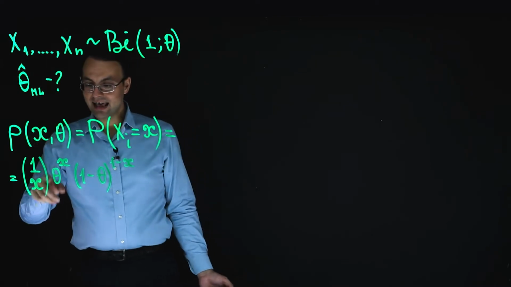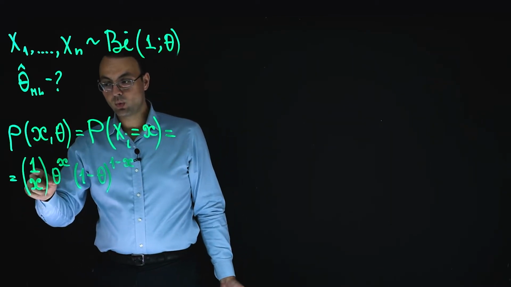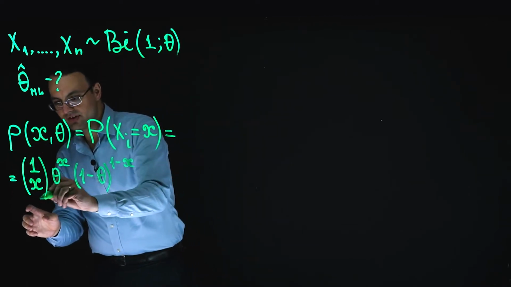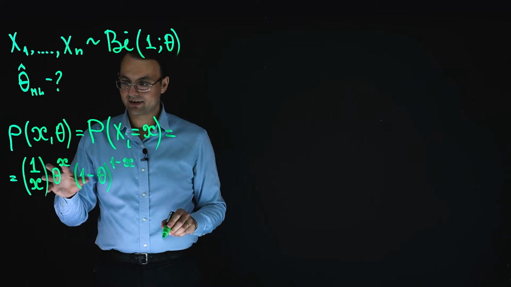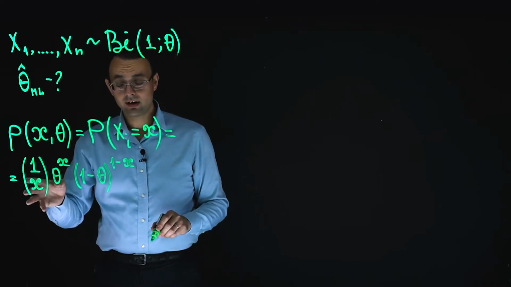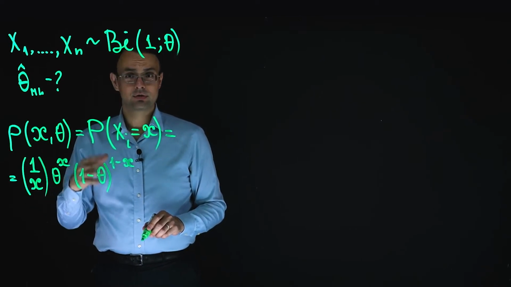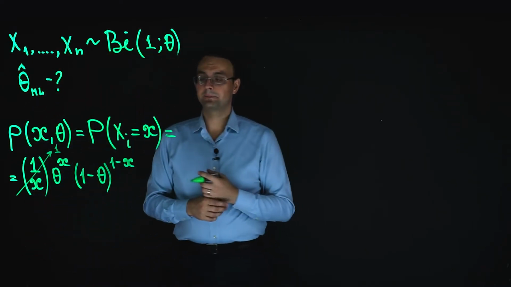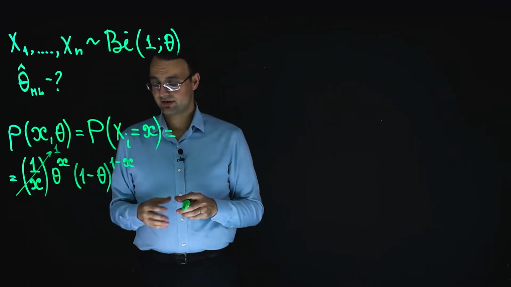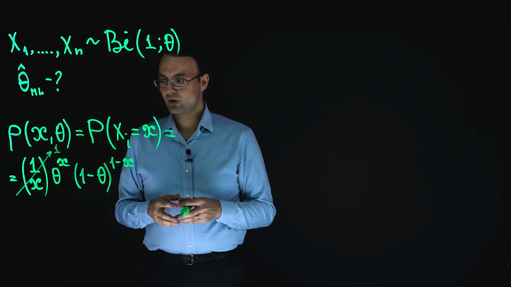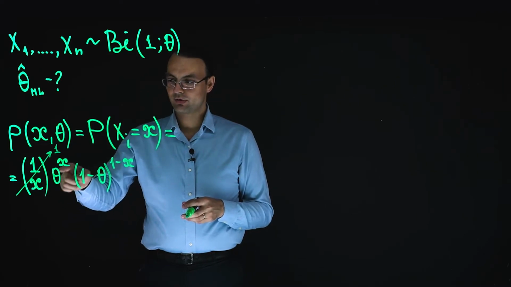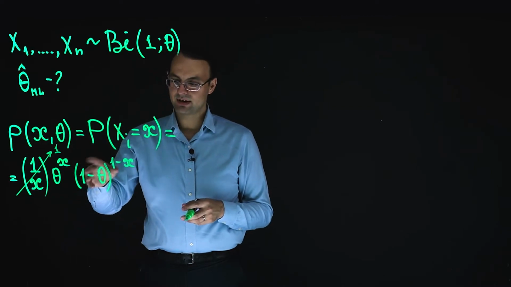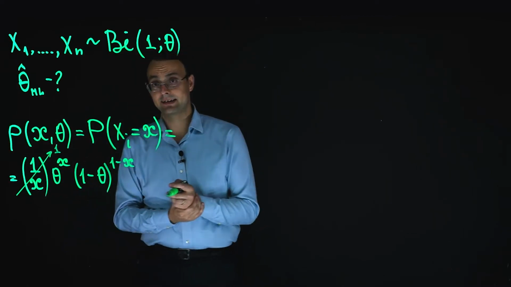As this x can be either 1 or 0, the number of combinations is always equal to 1. So 1 choose 1 is 1, and 1 choose 0 is also 1. You can easily prove this using the factorials. So what is left is this expression: theta to the power of x times 1 minus theta to the power of 1 minus x.